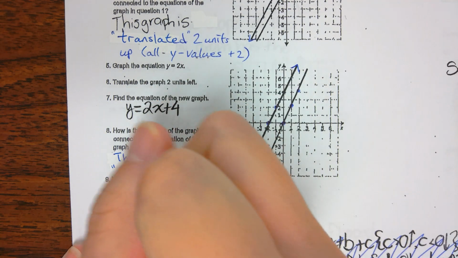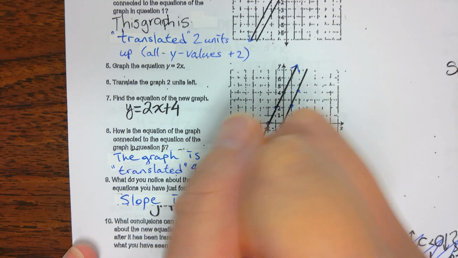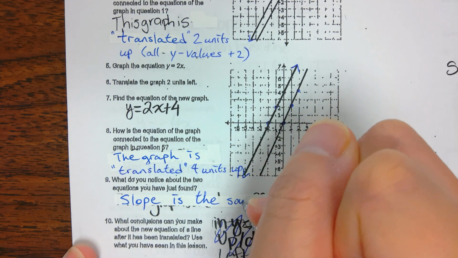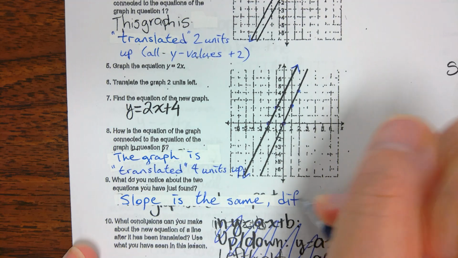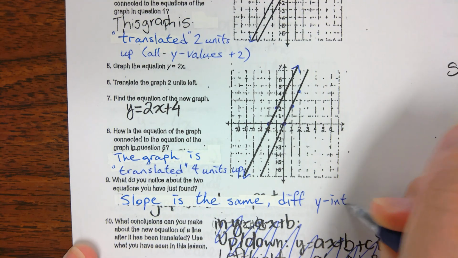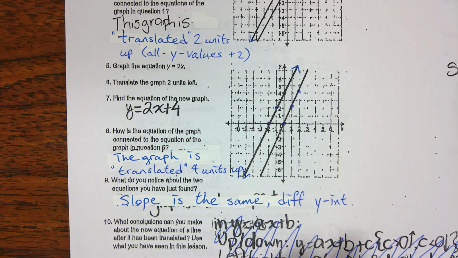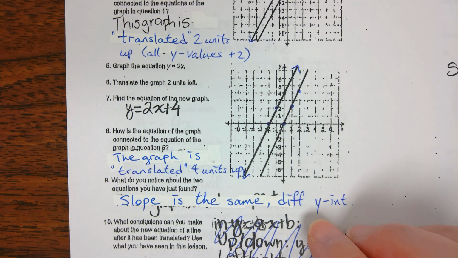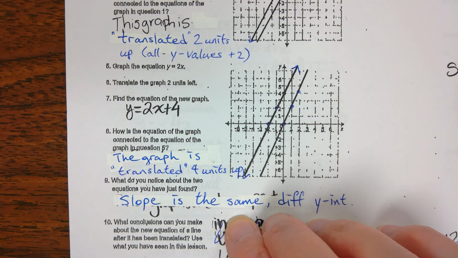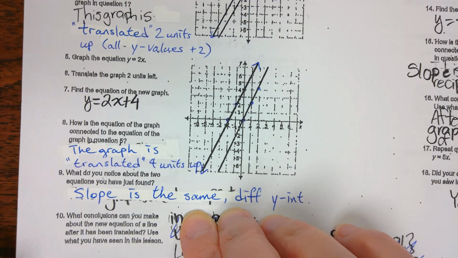Slope is the same, different y-intercept. So whenever you have parallel lines, remember that the slope is always the same. So in conclusion, no matter how you translate it, left, right, up, down, what can you say about the slope? It's the same. Only difference, y-intercept. So no matter if you move it left, right, up, down, the key is the slope is the same.